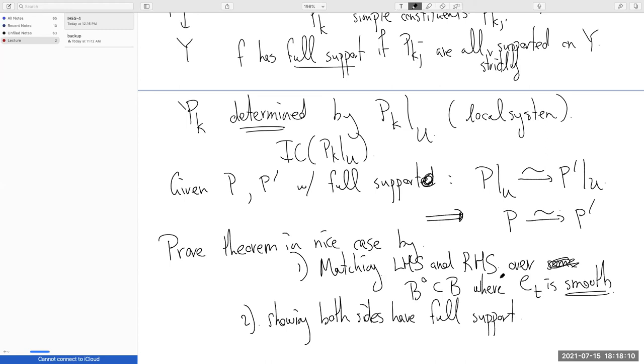Because once I do that, once I've matched them on this open set, then automatically by this principle, I match them over the entire base.